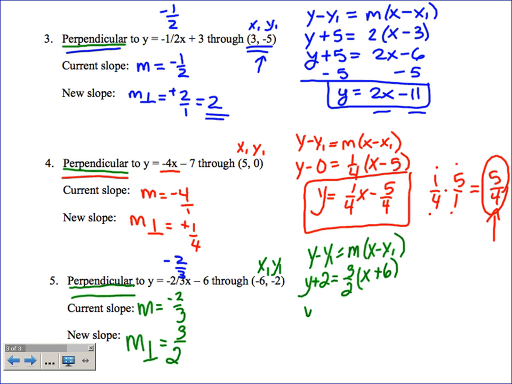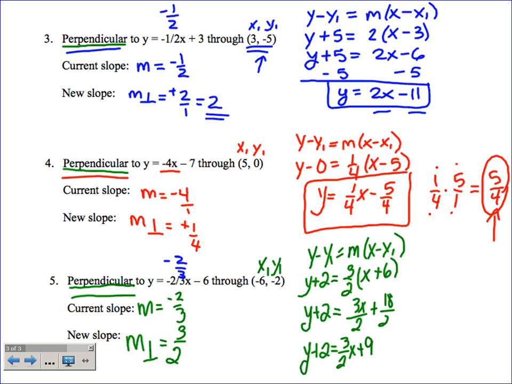We'll distribute the 2/3, I'm sorry, the 3/2. So I'll say 3 times x is 3x divided by 2. I'll do the same thing with the 6. 3 times 6 is 18 divided by 2. And I can simplify this just a little tiny bit by making this y plus 2 equals, and maybe we could write this as the fraction standing out in front, 3/2 x. This would be plus 9.